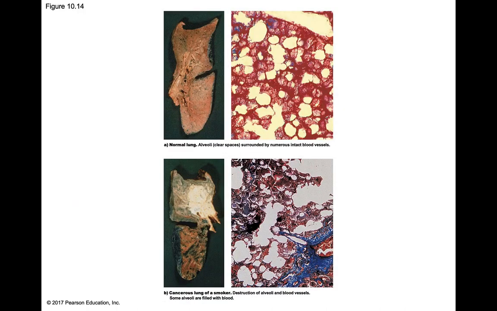Here we can actually see a normal lung, okay? And down here we actually see the cancerous lung of a smoker. And you can see once again the destruction of the alveoli and also the blood vessels. So pretty dramatic figures there comparing a healthy lung to the cancerous lung of a smoker.